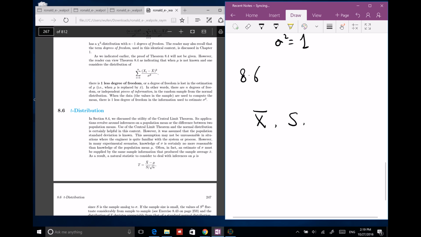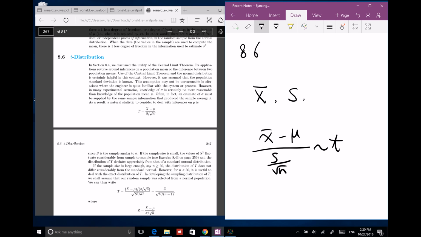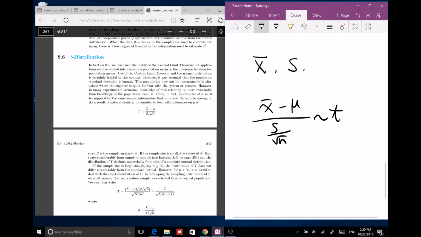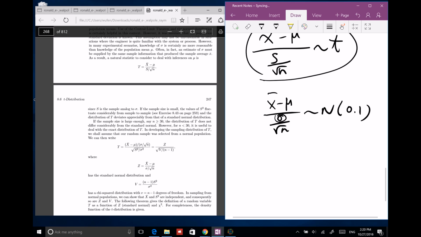So now another distribution: x bar minus mu, where mu is the population mean, over s over square root of n. This obeys a T distribution. Everything else is the same, but you change the population sigma over square root of n, changing the population standard deviation into the sample standard deviation, then it's a T distribution. The T distribution also gives you a probability as well.